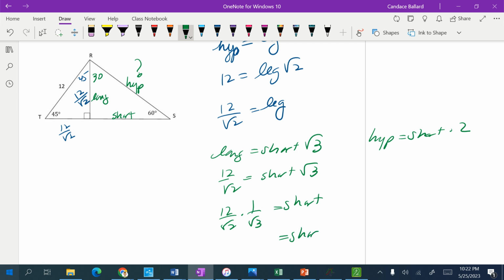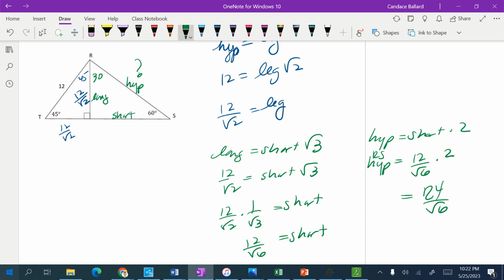So when I simplify this, I get 12 over square root of 6. So that's my short leg. I'm going to put it into this formula. So my hypotenuse, or RS in this case, equals my short leg, 12 over square root of 6 times 2, which equals 24 over square root of 6.